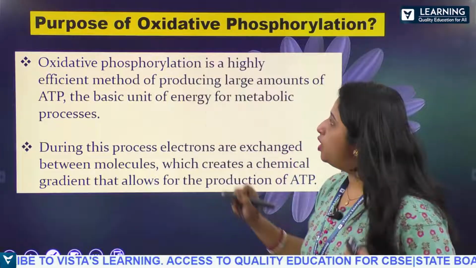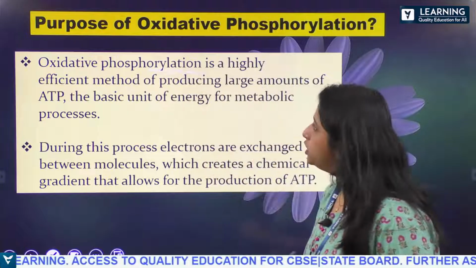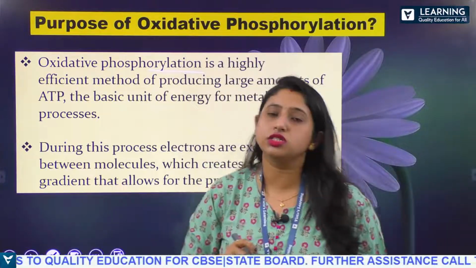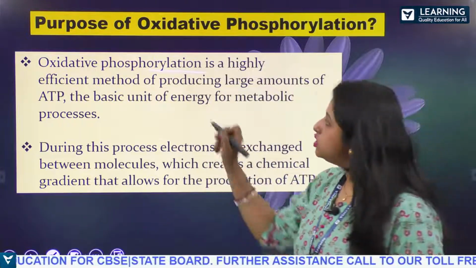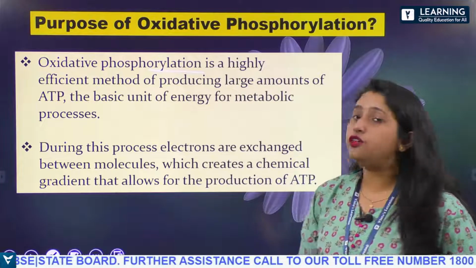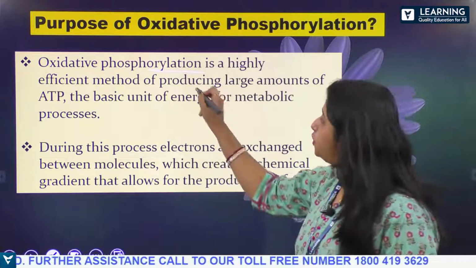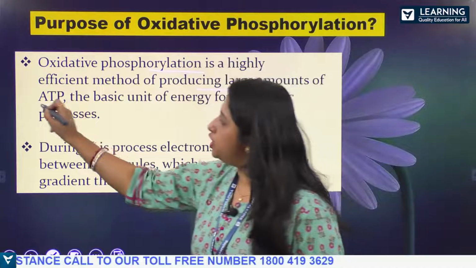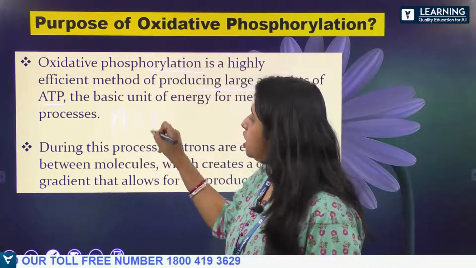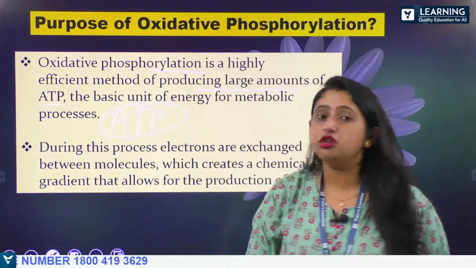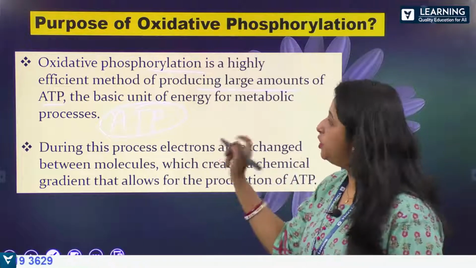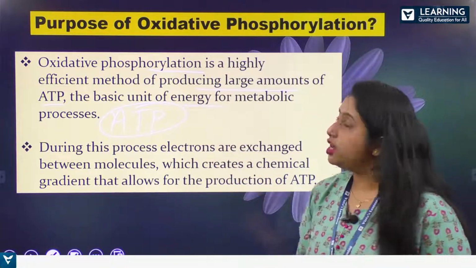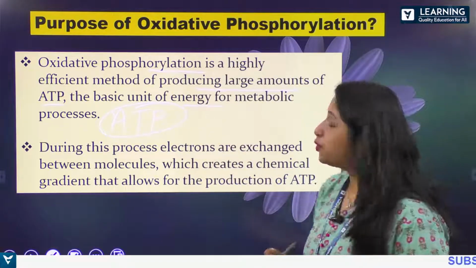Next, what is this oxidative phosphorylation? What is the purpose of this oxidative phosphorylation? Oxidative phosphorylation is a highly efficient method of producing a large amount of ATP. So why is it being used? It is being used for the production of ATP, which is the basic unit of energy for the metabolic process.